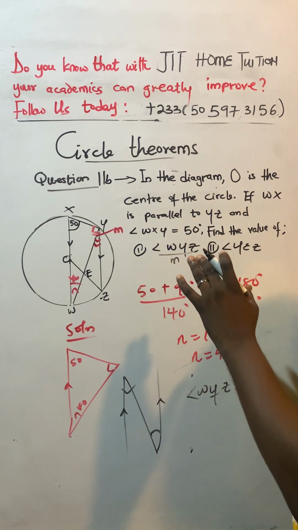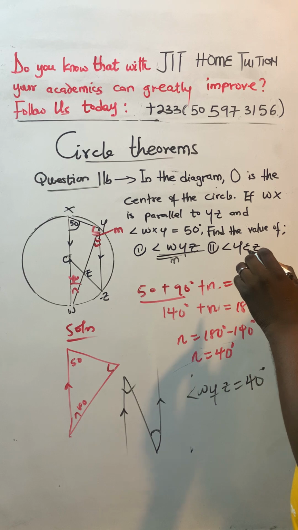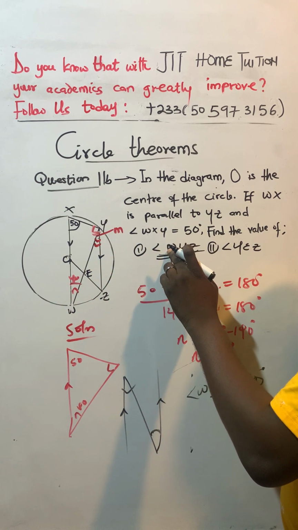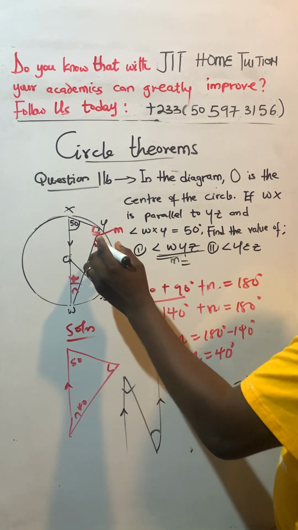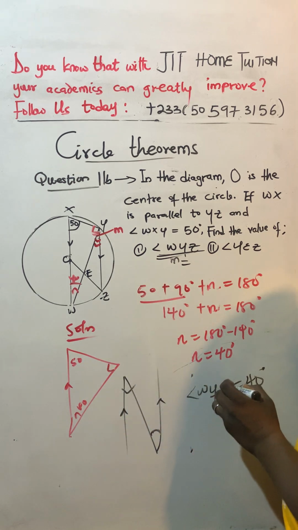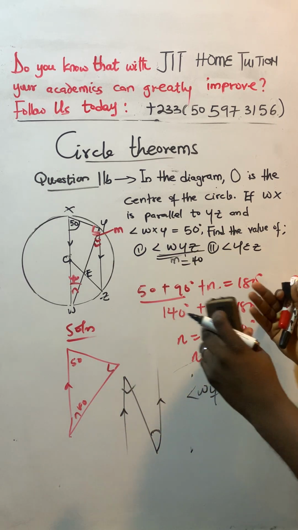Now I realize that in the first question, what we did was to find that is the I. And so we said that where the angle WYZ, we came to the conclusion that we represented it by M. We said M should be equal to 40. All right. So I did that explanation.